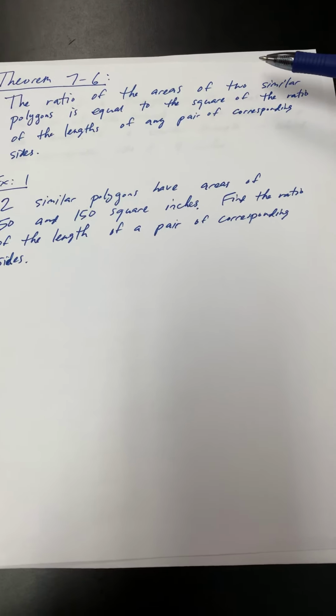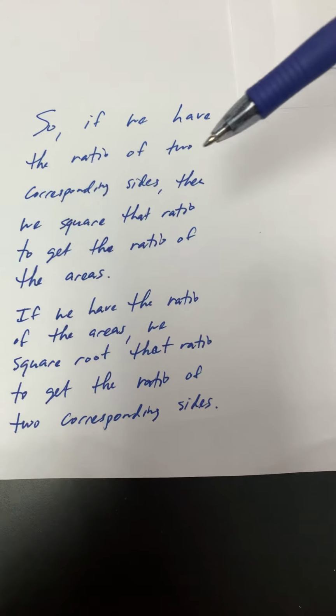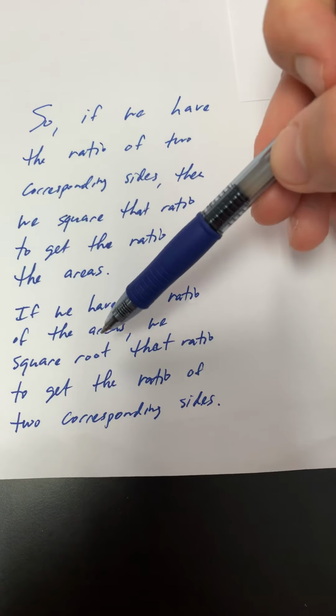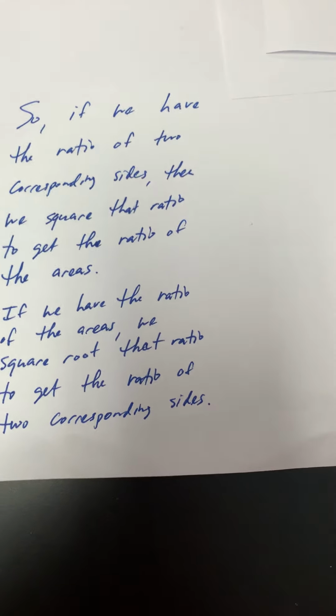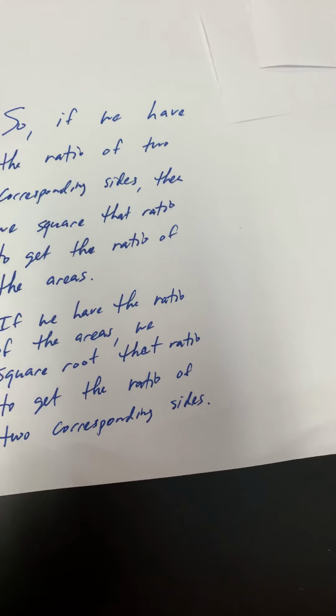If we have the ratio of the areas, then we square root that ratio to get the ratio of two corresponding sides. So we work backwards. If you have the ratio of the areas, then you're going to square root that ratio to get the ratio of the two corresponding sides. So let's look at a couple of examples here.